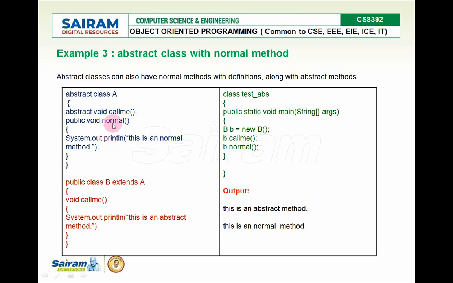So normal method is normal, call me is the abstract method. So what is the property? An abstract method must be implemented or defined in the subclass. So class B is a subclass of the base class A, which is an abstract class. So call me is an abstract method which is implemented in the subclass, and creating the object for the derived class and calling the methods. The normal method is automatically inherited over here. So with the derived class object B, I'm calling the abstract method and the normal method. So this is another example.